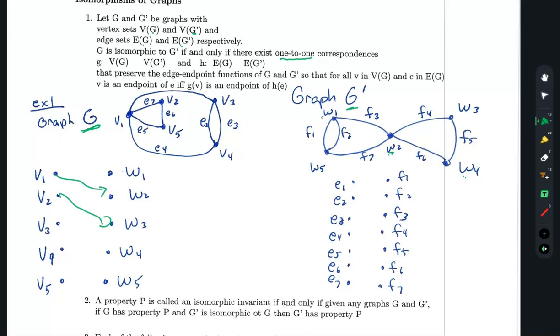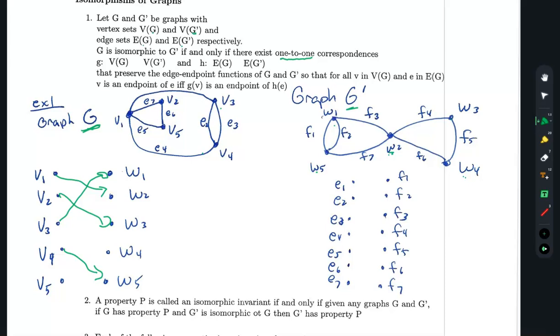And then let's look at V3. V3 is over here. It has degree 3. So a degree 3 vertex would be one of these two, W1 or W5, right? So I'll just go with W1. Then V4 has a vertex of degree 3. So that's going to be one of these two, and since I've already done W1, I'm going to go to W5.